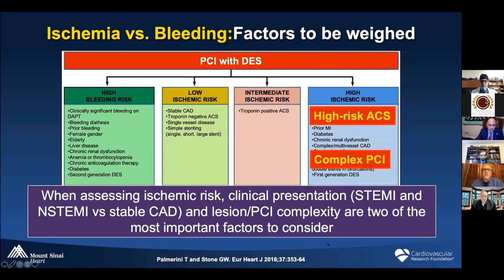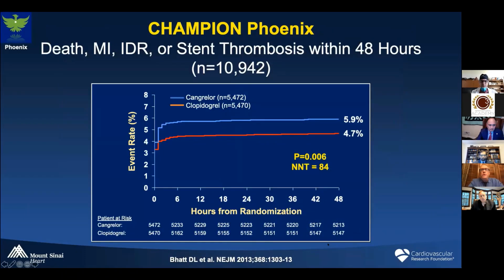So Deepak showed you the pivotal CHAMPION PHOENIX trial that showed, in P2Y12 inhibitor-naive patients, if you looked at a cangrelor bolus and infusion compared to a clopidogrel loading, so basically no clopidogrel effect during the PCI because of the absorption time, there was about a 20% reduction in the composite rate of death, MI, ischemia-driven revascularization, or stent thrombosis within 48 hours. And you can see that all of this is really within the first couple hours, and this is the time of the procedure.